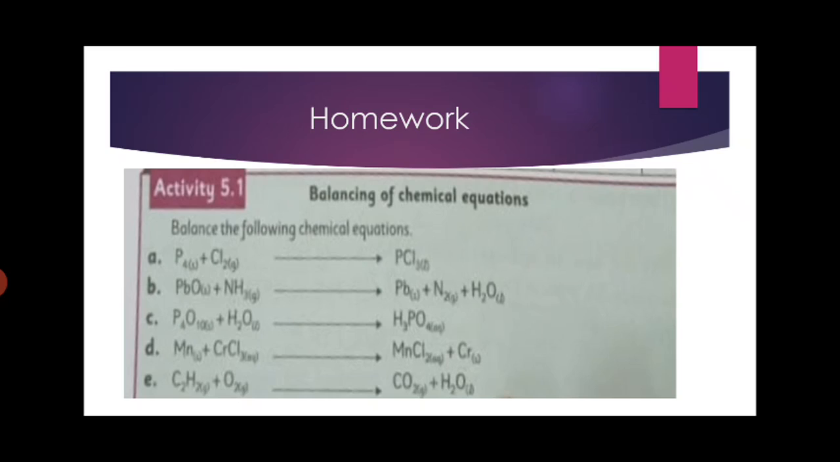Here the topic ends. Now you have the following homework. You have to balance the chemical equations on your own. The very first one is P4 phosphorus combines with chlorine to form PCl. Again, lead oxide combines with ammonia to form lead, nitrogen and water. And all the other equations, you have to balance on your own, and remember the points which I discussed in this lecture while you are balancing the chemical equations.